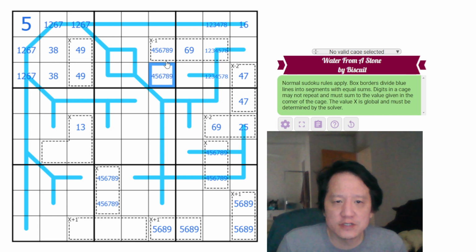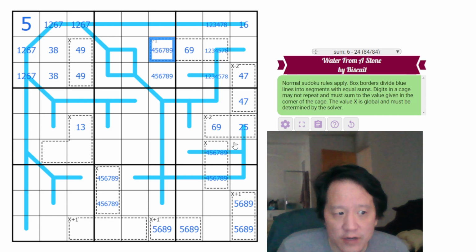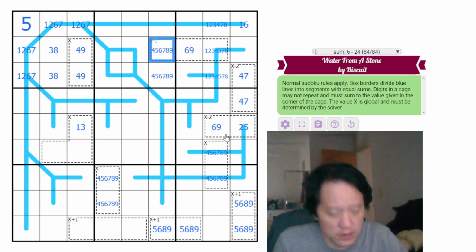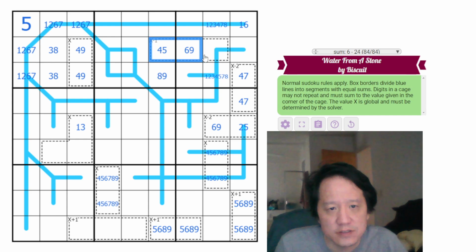So we have 4, 5, 6, 7, 8, and 9. This is 13, though. So this can never be 9. Can it be 8? No. So this can't be 4, 5. Can this be 6? No. Right? Can it be... okay, so what does this add up to? So this could be... can it be 7? No. So this is 4, 5, and this is 6 or 9. Well, obviously it can't be 4, 9. And it can't be 5, 9. Right? This is 12.